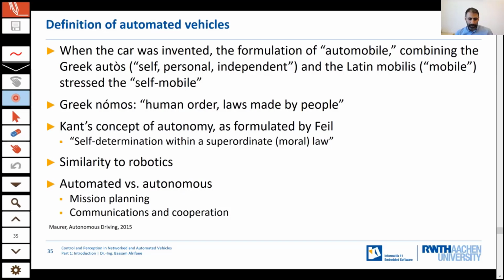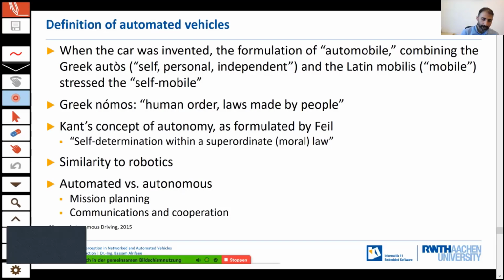So in this book, and this is in my opinion also important to understand where the words come from we are dealing with. So the first point here is explaining where the word automobile comes from. In German it is a Kunstwort, or artificial word, combined of two words from Greek and from Latin. So this sentence is taken from this book.